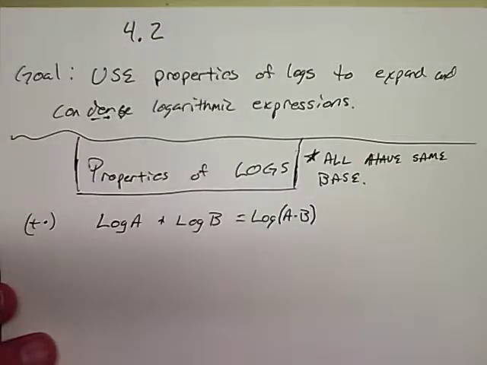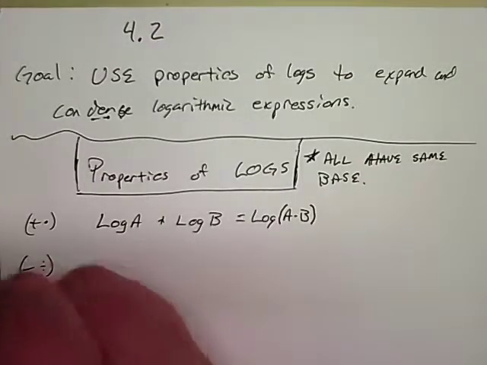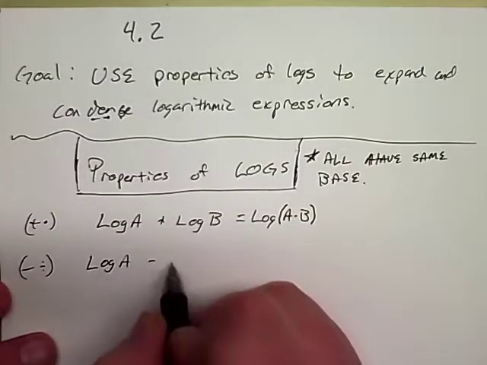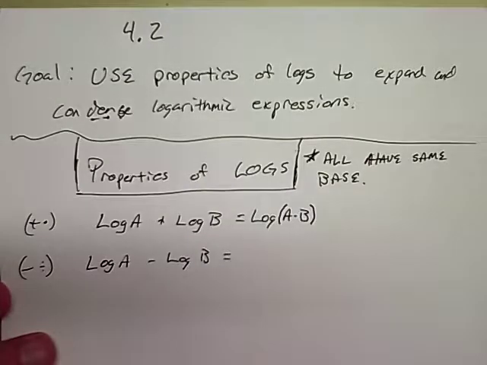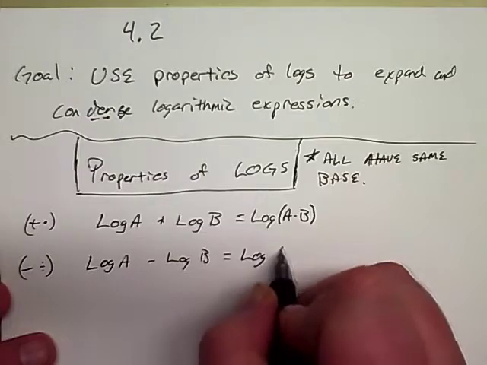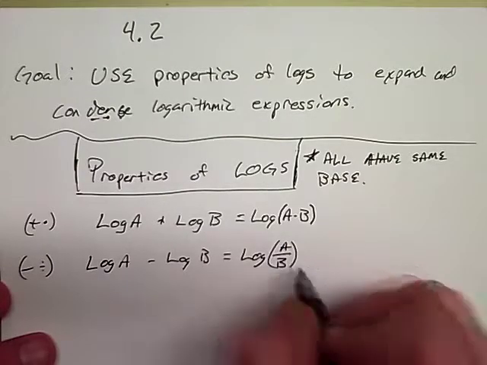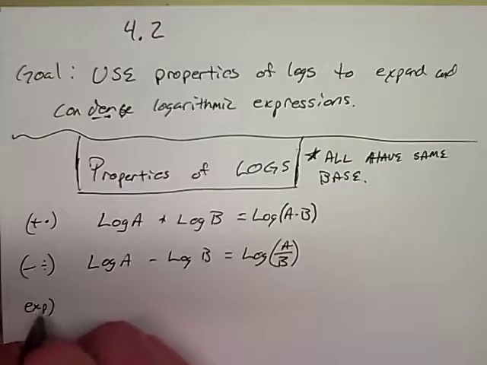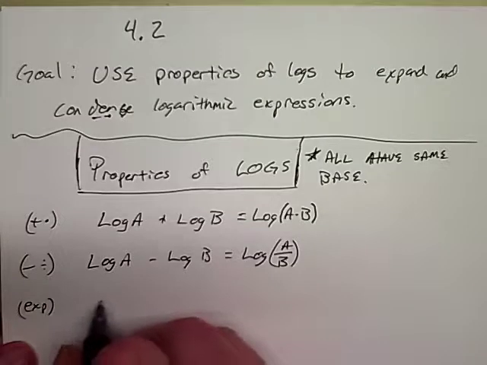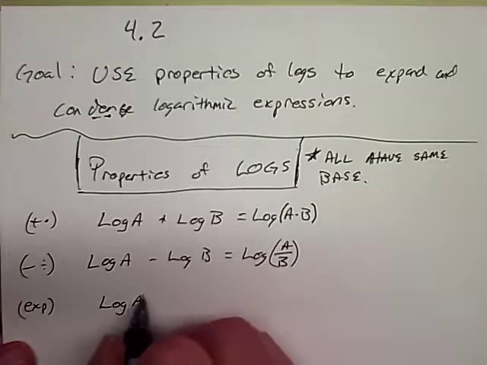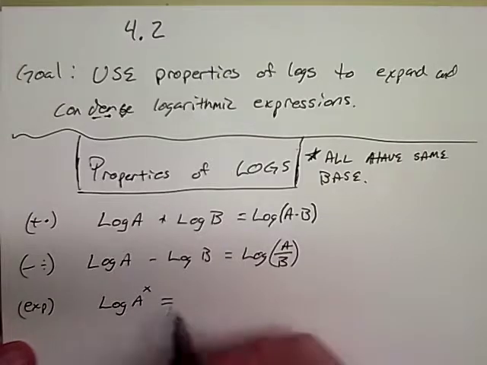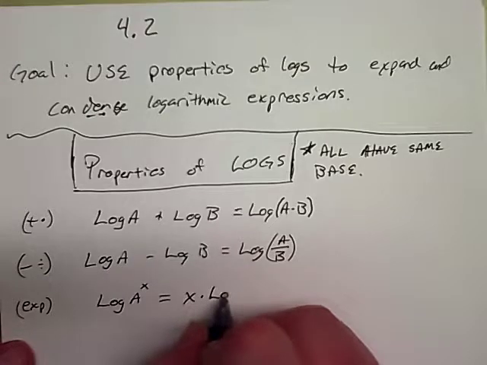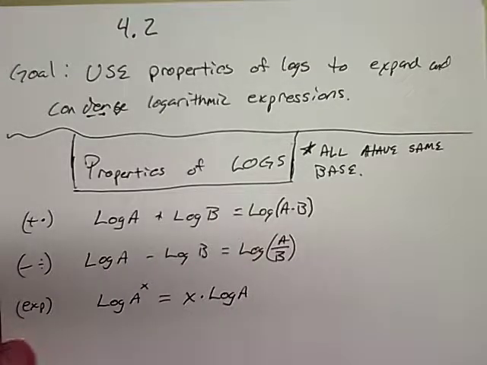Now we have the subtraction division law property. So we have log of A minus log of B, and that gives us log of A over B, like so. And then finally we have our exponential property. It says the log of A raised to the x power: now the exponent comes out front and it becomes x times the log of A.